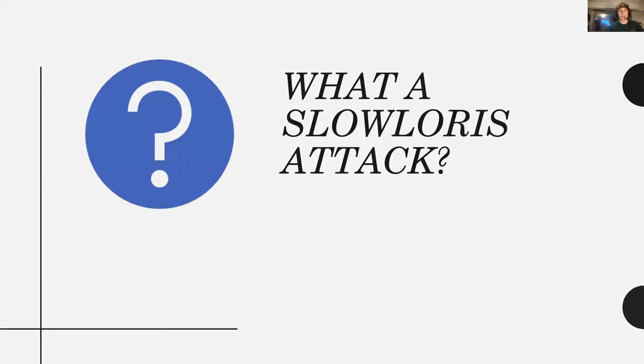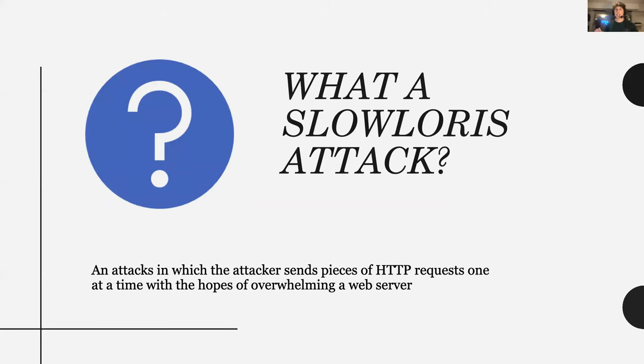What is a Slowloris attack? It's an attack in which an attacker sends pieces of HTTP requests one at a time, right? It's going to be very slow. So we're sending one request, or a couple of requests, piece by piece, with the hopes of overwhelming a web server.